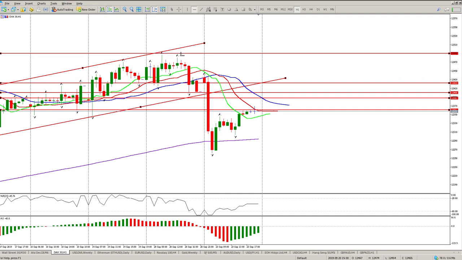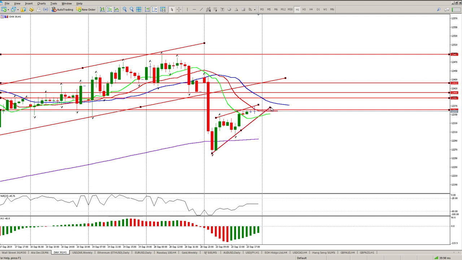Stop level for that entry, or any short entry, is going to be 12,490. Okay, 12,490 is your stop area, which is the high of Friday. The next thing to bear in mind is we have this little consolidation pattern happening over here.